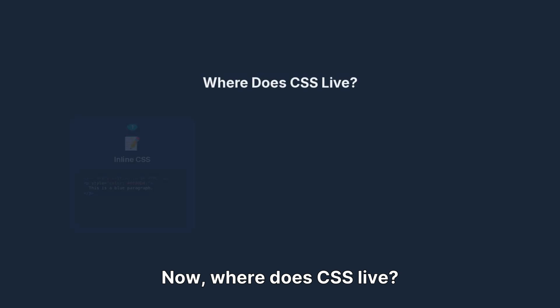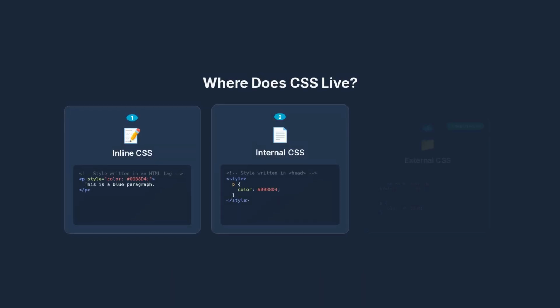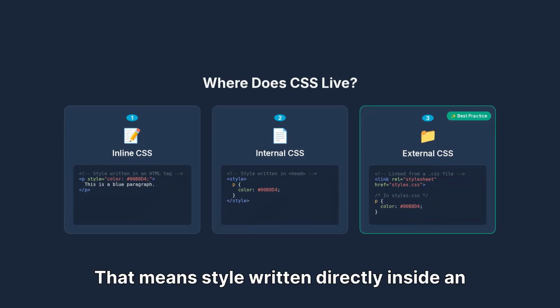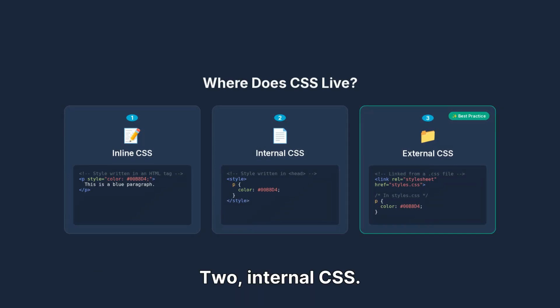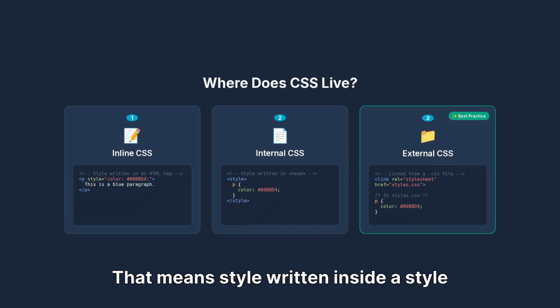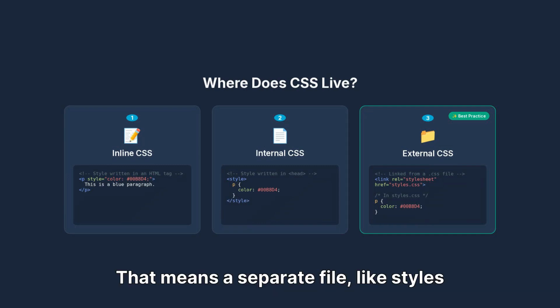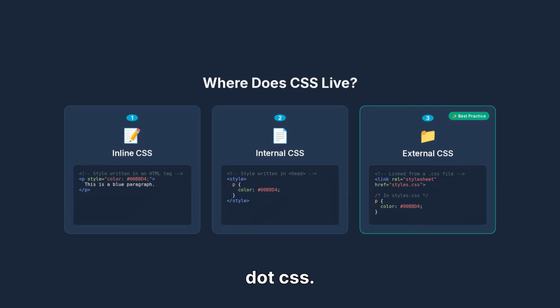Now, where does CSS live? There are three common ways. 1. Inline CSS. That means style written directly inside an HTML tag. 2. Internal CSS. That means style written inside a style tag in the HTML file. 3. External CSS. That means a separate file, like styles.css.